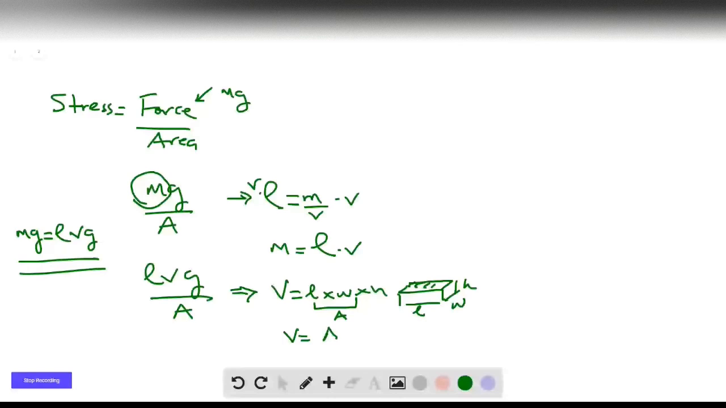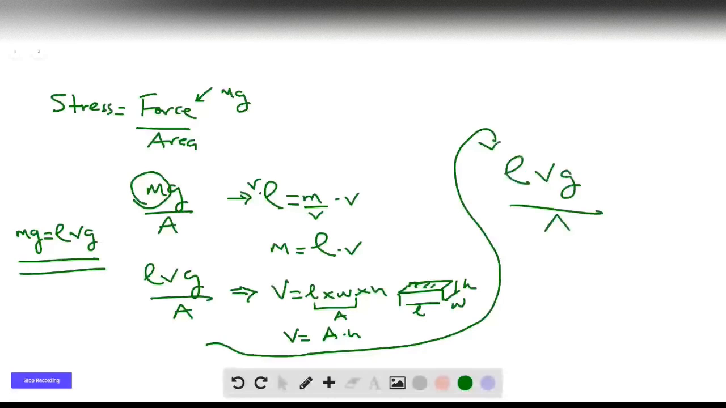So moving on to the definition we have for this problem, if we have rho V g as the force responsible for the stress over A, we can redefine that in terms of rho. Instead of V, we change the V into A times H, because that's what we derived for the volume in terms of the area and the height.